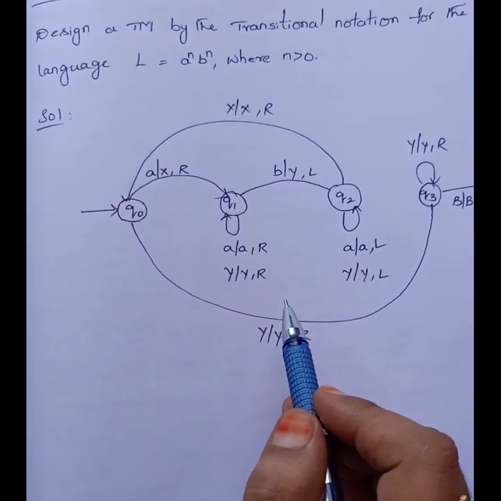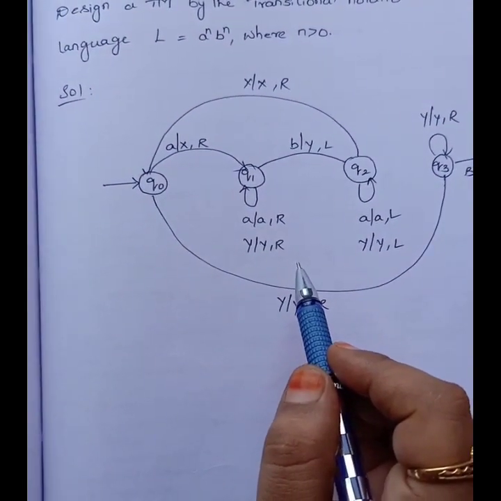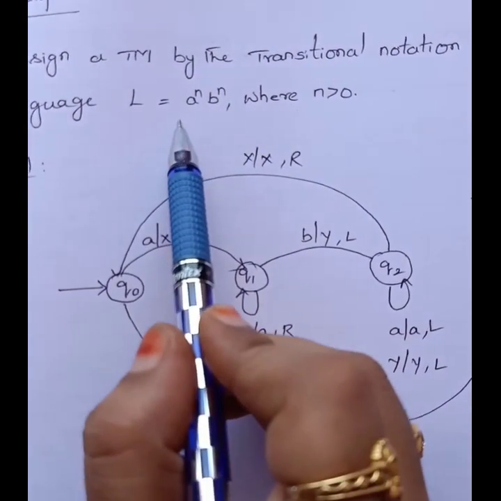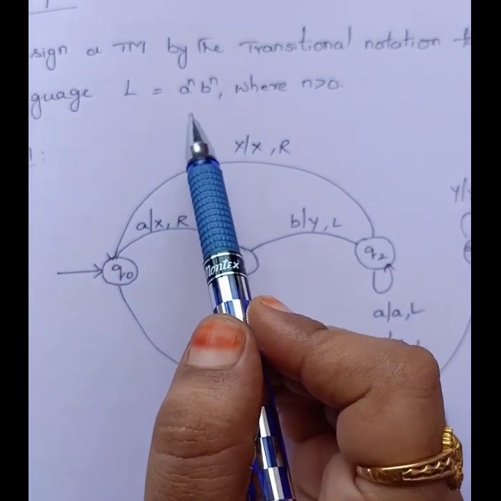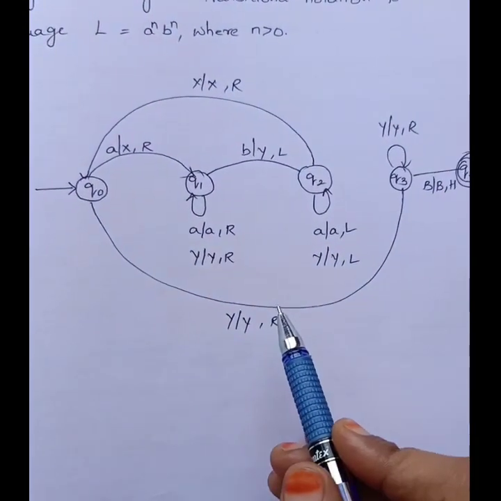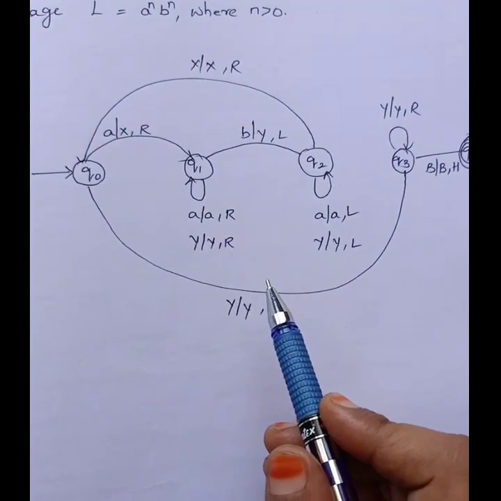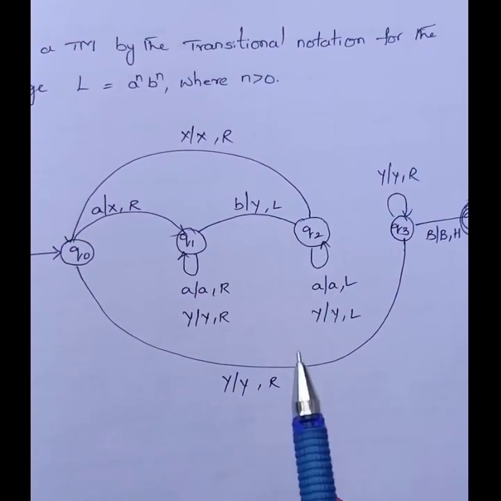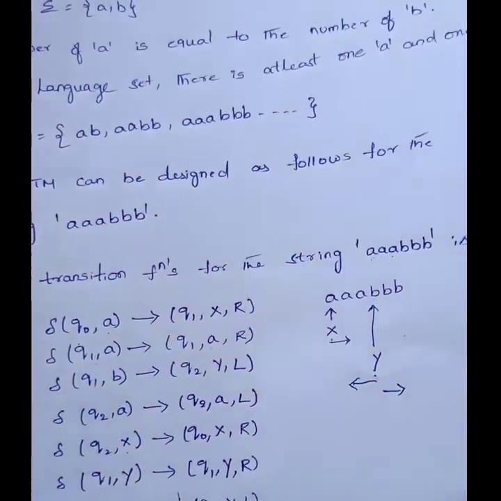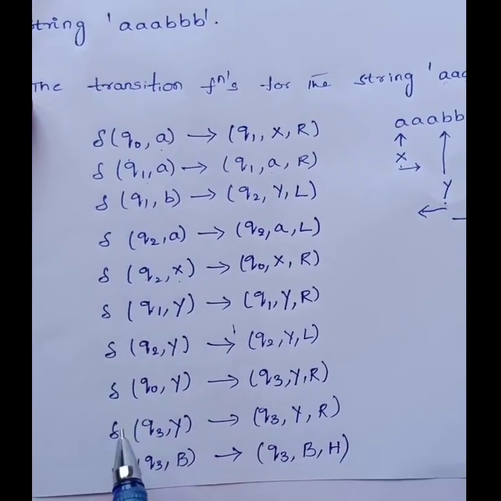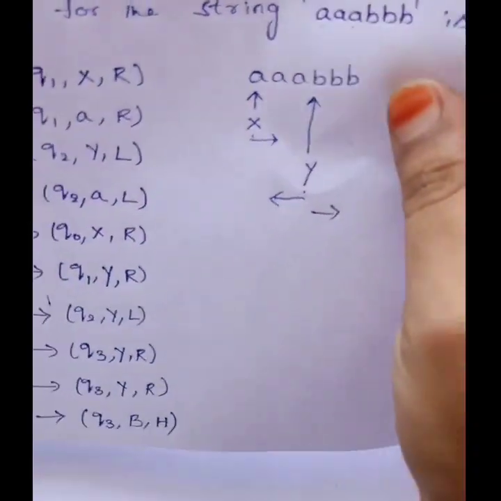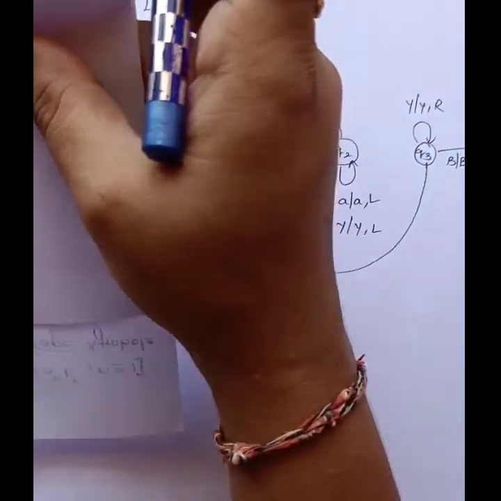Now see the example. In the previous class we designed a Turing machine for the language L = a power n b power n, where n is greater than 0. Now I am representing the transitional, graphical notation of the Turing machine for the given language. In the previous class I gave all the transitions for this language, so see the transitions simultaneously.